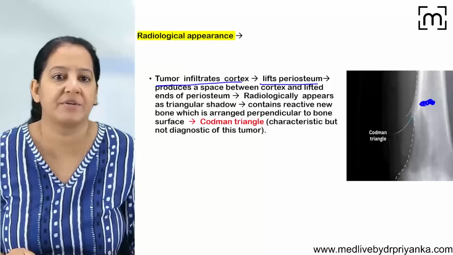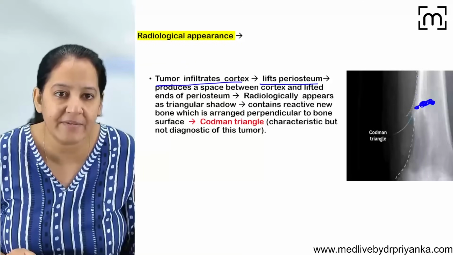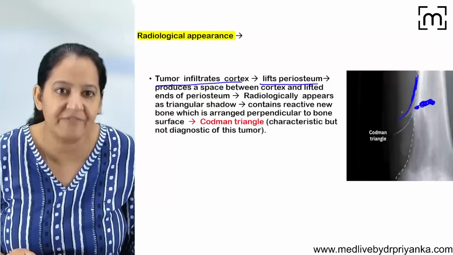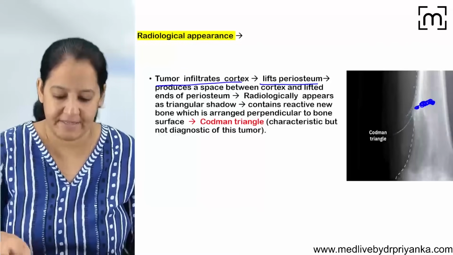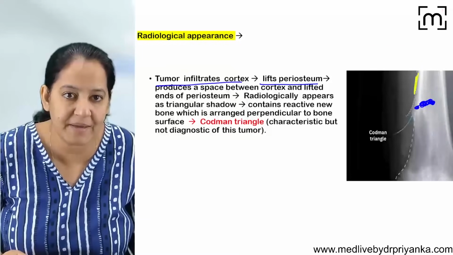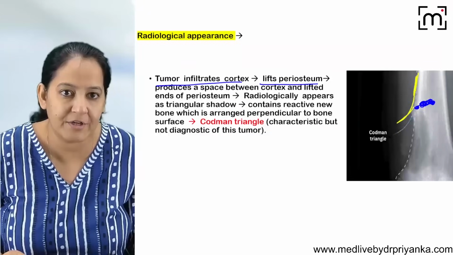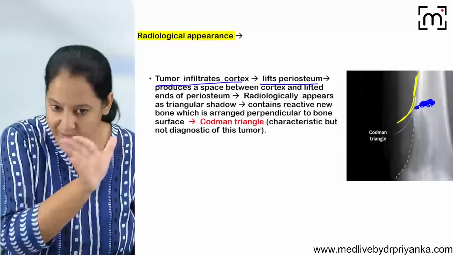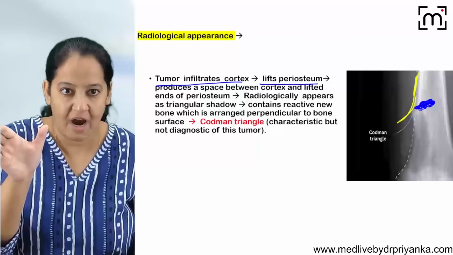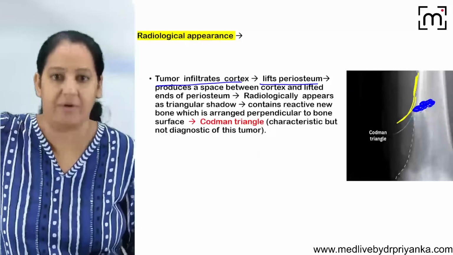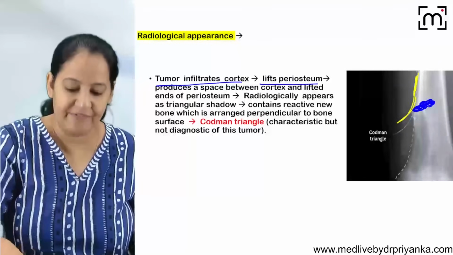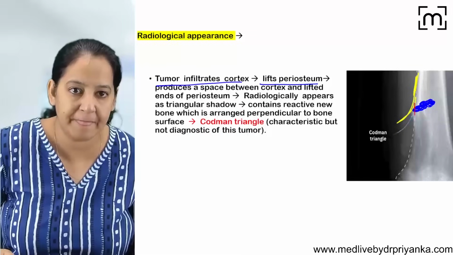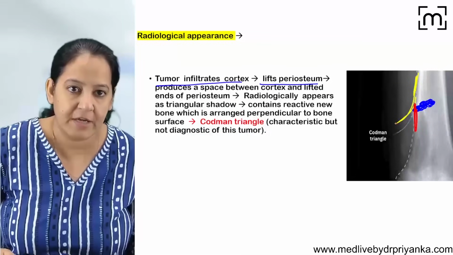It lifts the periosteum. Can you see? It is lifting. Can you see this is the periosteum? Appreciate the periosteum, and the periosteum is lifted here. Let me highlight. This is the periosteum here, and it is lifted by the tumor. So the tumor starts from the medullary cavity, grows into the cortex, and after that lifts the periosteum. Since the periosteum is lifted, there is a space between the periosteum and the cortex. This is the cortex. Can you appreciate the space?